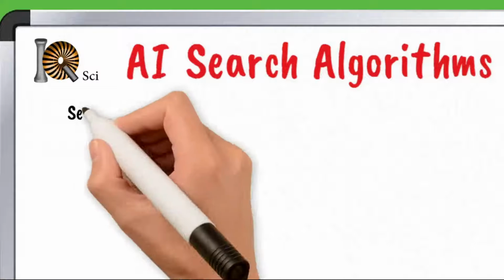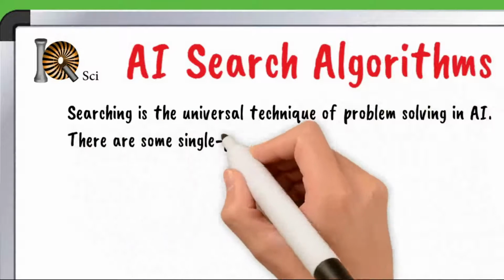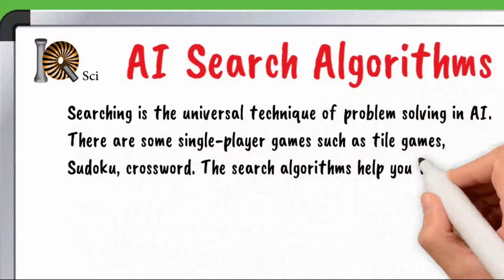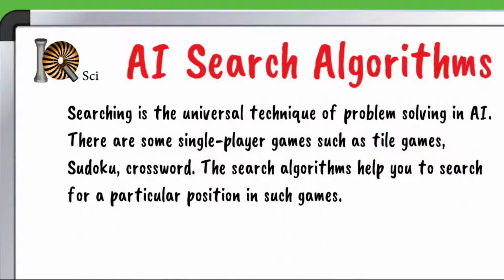Searching is the universal technique of problem solving in AI. There are some single-player games such as tile games, Sudoku, crossword. The search algorithms help you to search for a particular position in such games.